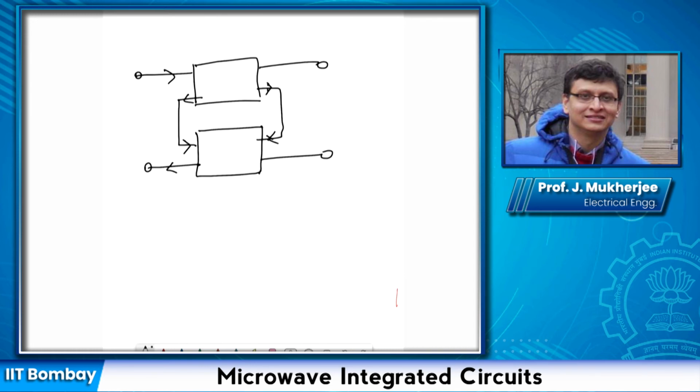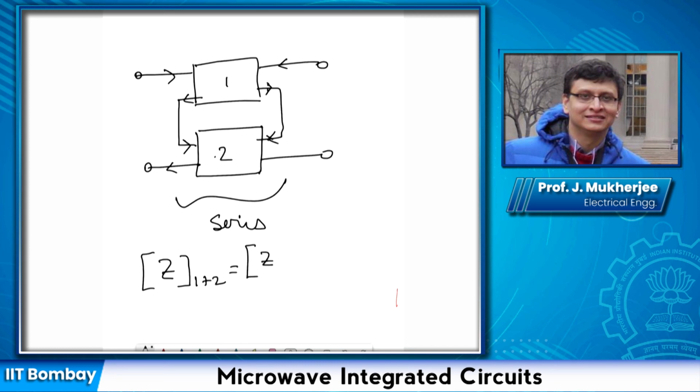Okay. So their currents are exactly the same. That's why they are in series. And the overall Z matrix, I say this is network 1 and this is network 2. Z of 1 plus 2 will be the sum of the Z parameters of the individual networks.